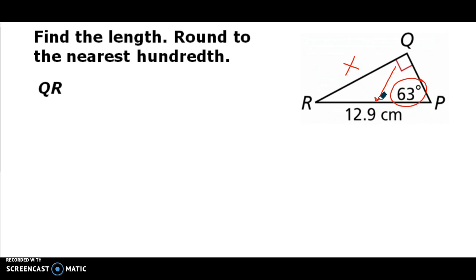It is the side that is across from the right angle. Oh, hypotenuse. It's the hypotenuse. We should know that by now. We shouldn't even have to think about that.